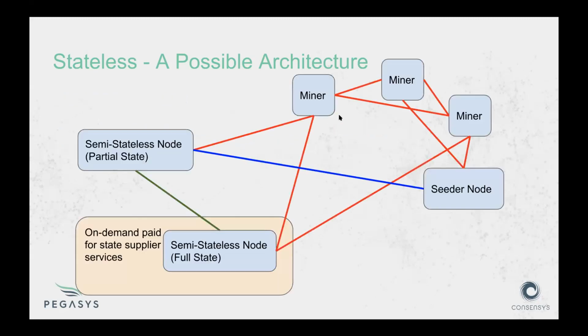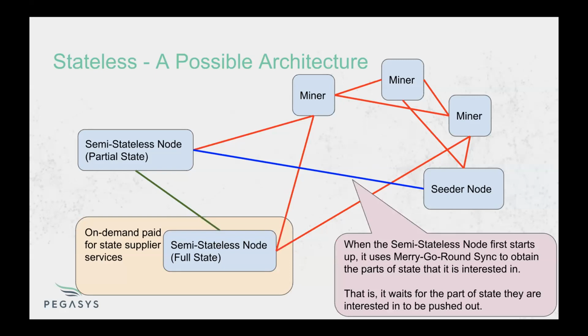In this style of architecture, you've got your miners and seeder node, a semi-stateless node that maybe has the full state, and then maybe a partial state semi-stateless node. So say you own the semi-stateless node that is only going to store partial state, you might actually be on 3 different networks to acquire all the state you need. When you start up, you could use what's called merry-go-round sync. It's a new sync protocol that's been discussed and analyzed. The idea is it sprays out all of the state tree at a certain snapshot point.